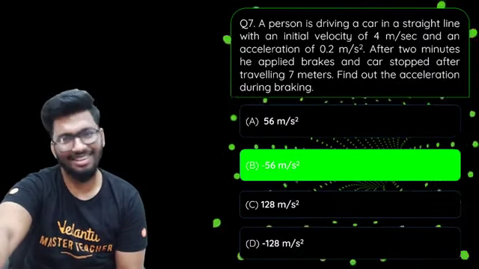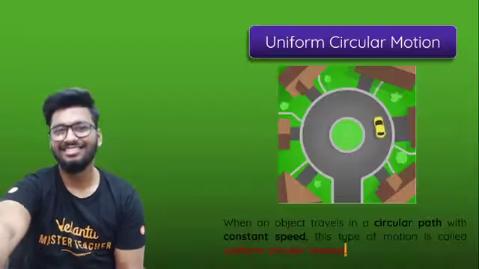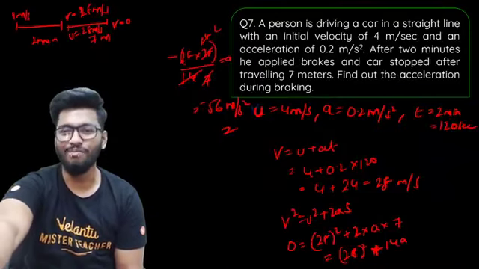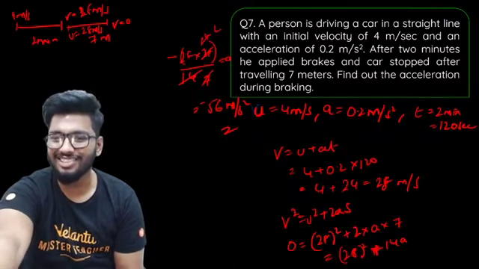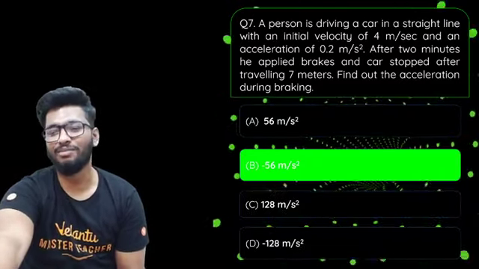Yes, it is correct, people. Finally. Today I'm getting all the calculations correct for some reason. I don't know what side of the bed I woke up on, but that's good. So anyways, minus 56 meter per second square would be the answer for this question.